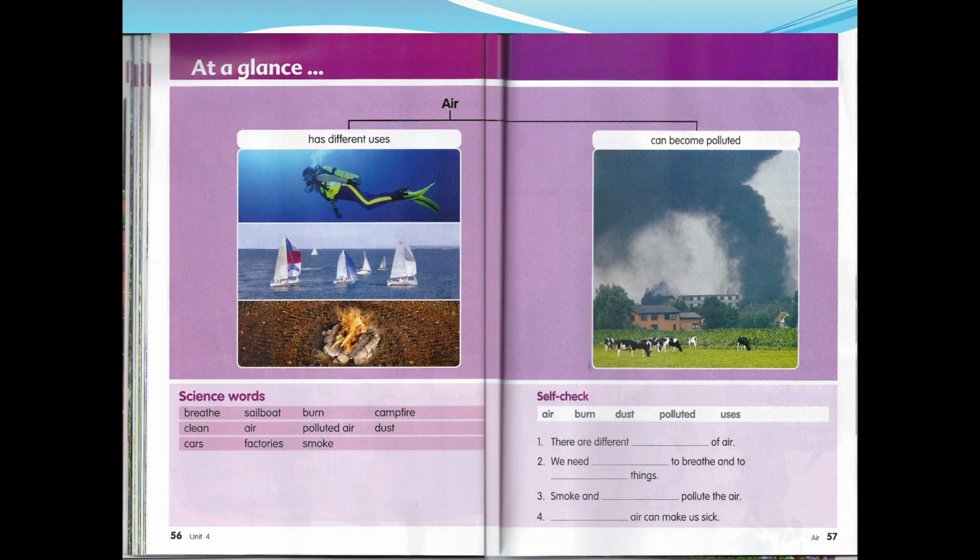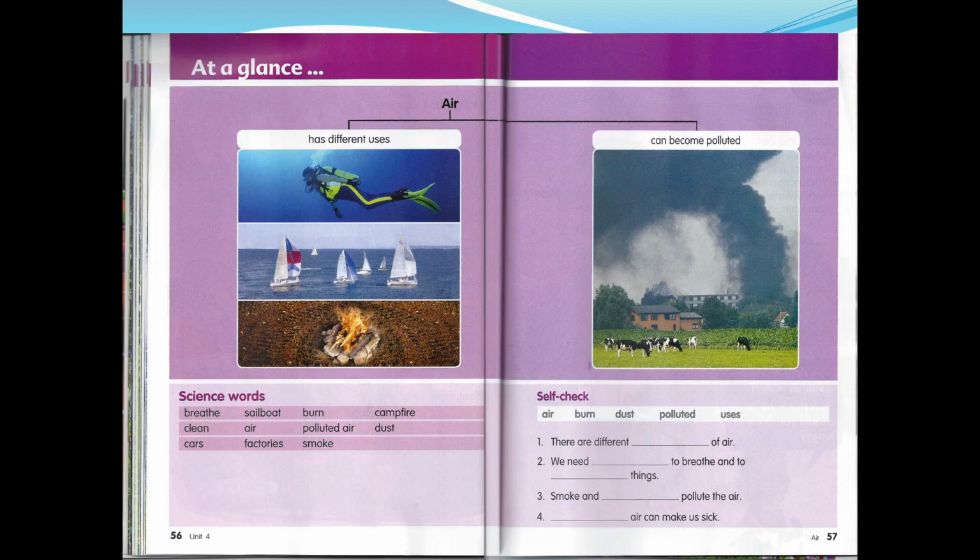Here we have the At a Glance section, and we understand that air has different uses, like scuba diving, sailboats, or fire, but it can also become polluted. As you can see, there is a fire. Remember, that is toxic for you. Here we have the science words: breathe, clean, cars, sailboat, air, factories, burn, polluted air, smoke, campfire, dust.